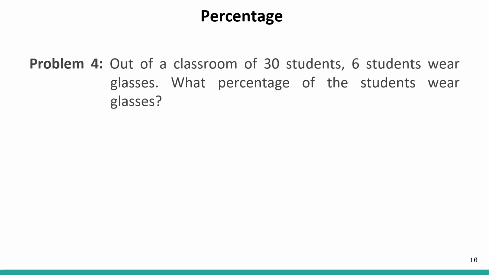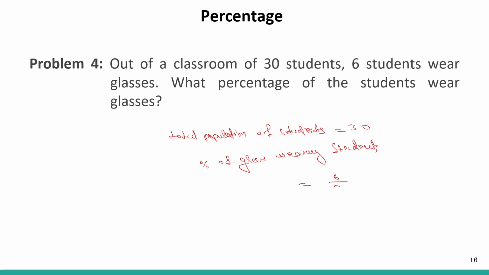Let's see problem number 4. Out of a classroom of 30 students, 6 students wear glasses. What percentage of students wear glasses? So the total number of students is 30, and 6 students wear glasses. The percentage of glasses-wearing students is 6 by 30, the number of students wearing glasses over the total, into 100. This is 6 by 3 into 10, which is 20. So 20% of students wear glasses. 20% is the final answer.